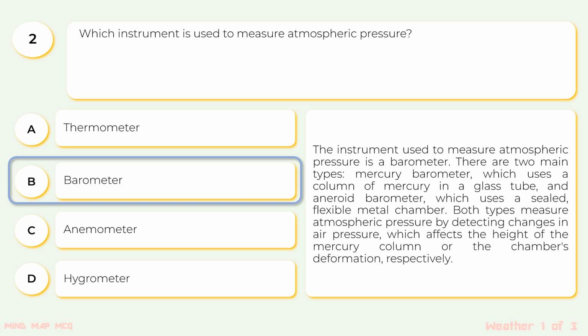There are two main types: the mercury barometer, which uses a column of mercury in a glass tube, and the aneroid barometer, which uses a sealed flexible metal chamber. Both types measure atmospheric pressure by detecting changes in the air pressure, which affects the height of the mercury column or the chamber's deformation respectively.